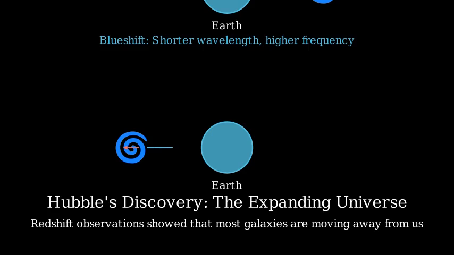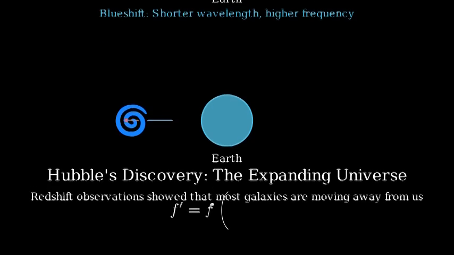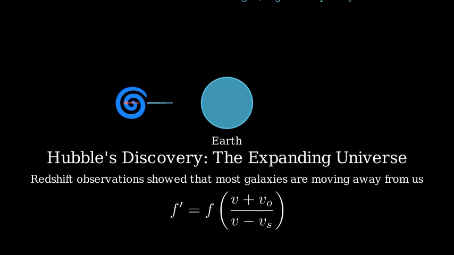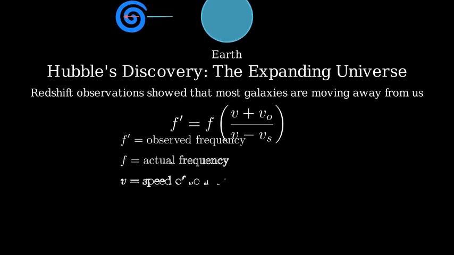Now, let's look at the formula for the Doppler effect, specifically for sound waves. The observed frequency f prime equals the actual frequency f multiplied by the fraction v plus v sub o divided by v minus v sub s, where v is the speed of sound in the medium, v sub o is the speed of the observer toward the source, and v sub s is the speed of the source toward the observer. Let's break down these variables.